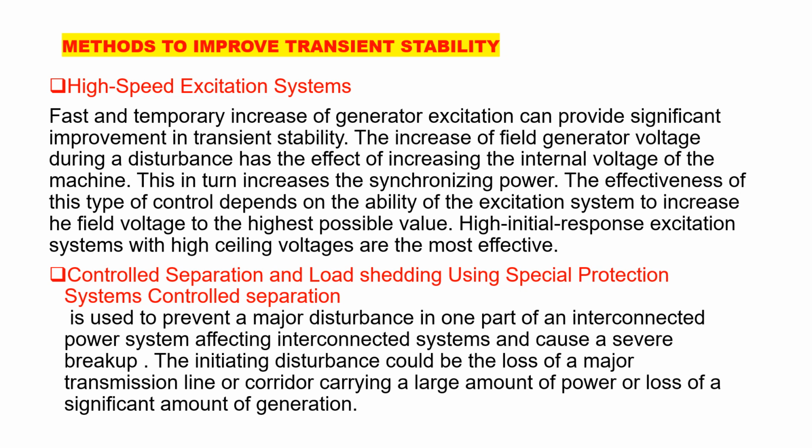And keep in mind one thing, that whenever you conduct the transient state stability, you always assume that there is no excitation control, there is no inertia, there is no damping effect, there is no saliency in the poles, etc. So you always conduct the power system study or the transient state stability in the worst case scenario. Then you can also use this method, controlled separation and load shedding.